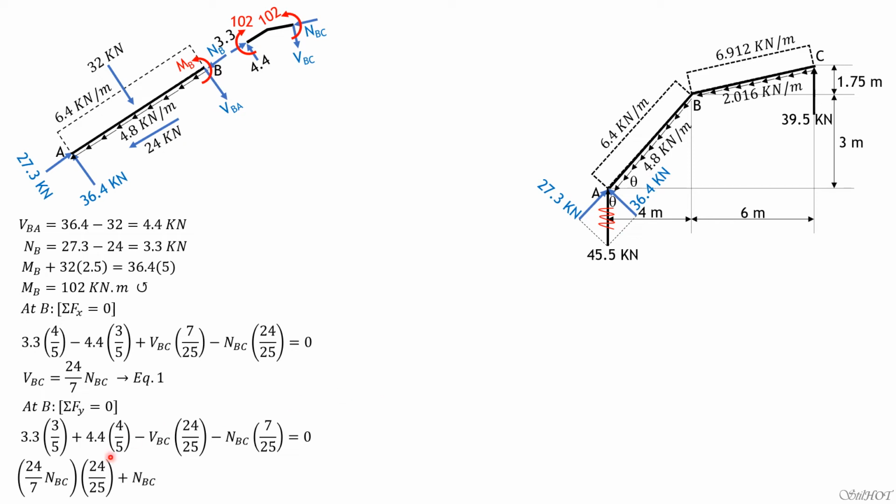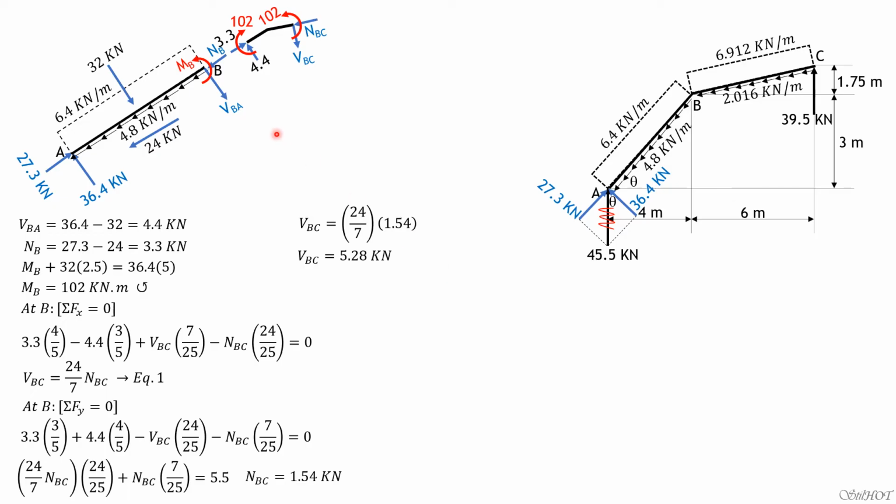24 over 7, which is shear BC, transposed to the right, times 24 over 25, then plus NBC times 7 over 25, because these two terms are transposed to the right, then equals, the result here is 5.5. So simplifying, NBC is equal to 1.54 after this equation here. Then shear BC is 24 over 7 of NBC, 1.54. So shear BC is 5.28 kilonewtons.